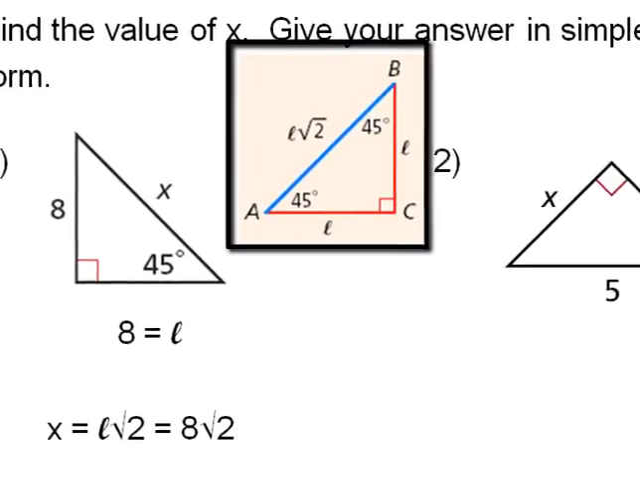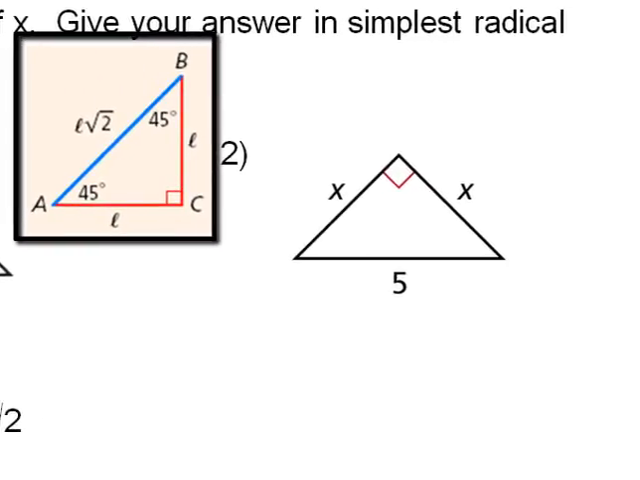Let's go ahead and try another one, number 2. In problem number 2, I know that the hypotenuse is equal to 5 units. And if I look at the theorem, the hypotenuse is equal to L square roots of 2. So 5 is equal to L square roots of 2. I want to solve for the variable L so that I can plug it into the missing sides. To get L by itself, I have to divide both sides by the square root of 2. And when I do that, I get that L is equal to 5 over the square root of 2. And for right now, we're going to leave it this way.